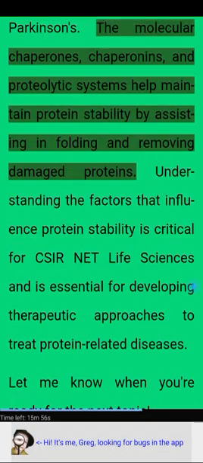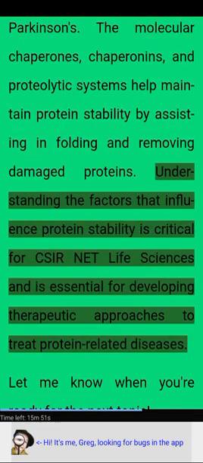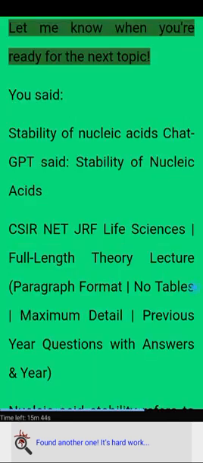The molecular chaperones and proteolytic systems help maintain protein stability by assisting in folding and removing damaged proteins. Understanding the factors that influence protein stability is critical for CSIR NET Life Sciences and is essential for developing therapeutic approaches to treat protein-related diseases. Let me know when you're ready for the next topic.